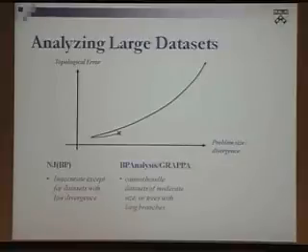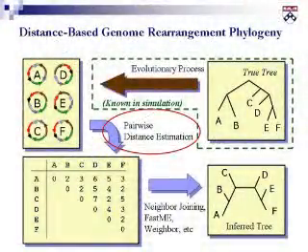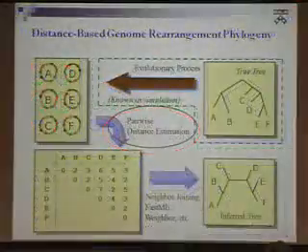Breakpoint, BP analysis or GRAPPA, these are exhaustive methods for maximum parsimony. They can only handle really small data sets, but they are very accurate. So what we want is, of course, something that's in this region. We want a method that can handle large data sets, but gives you good performance. So we're going to take several approaches to try to solve large data sets.